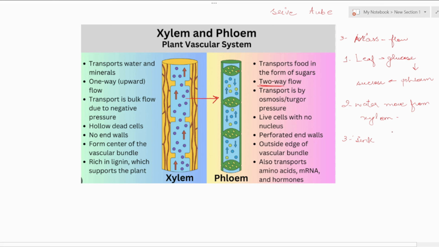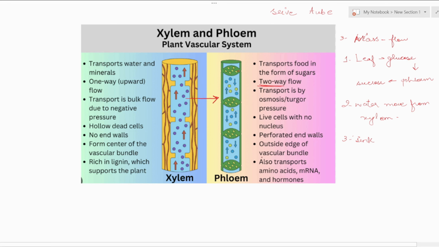Sink is any part that stores food, like root, fruit, stem, anything that stores food. Even leaves, if leaves are storing food, they are a sink. Source is always leaf. Not always. Like we have discussed, in one season when we grow potato, then potato is a source. But in a photosynthesizing plant, we say leaves are the source.